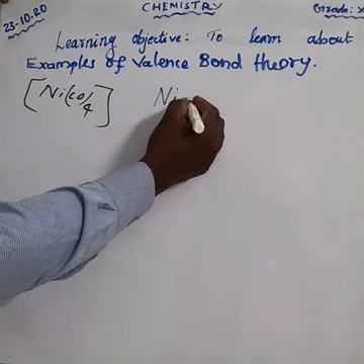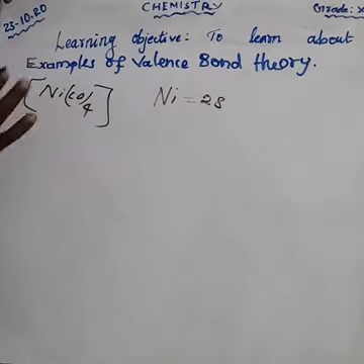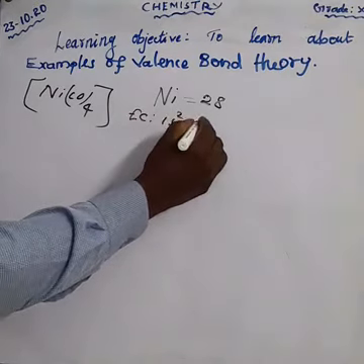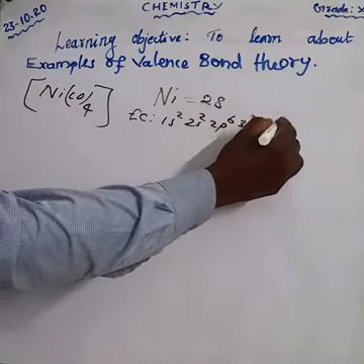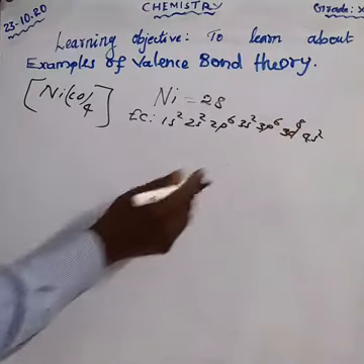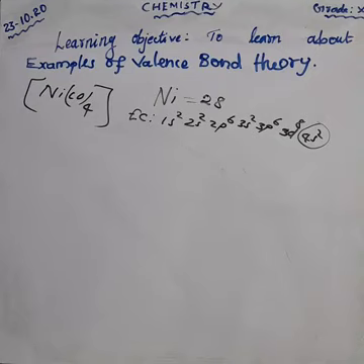Anyhow, the atomic number of nickel is 28. The electronic configuration is 1s2, 2s2, 2p6, 3s2, 3p6, 3d8, 4s2. The outer shell is completely filled. Here, the d subshell is not filled because the atomic number is 28.